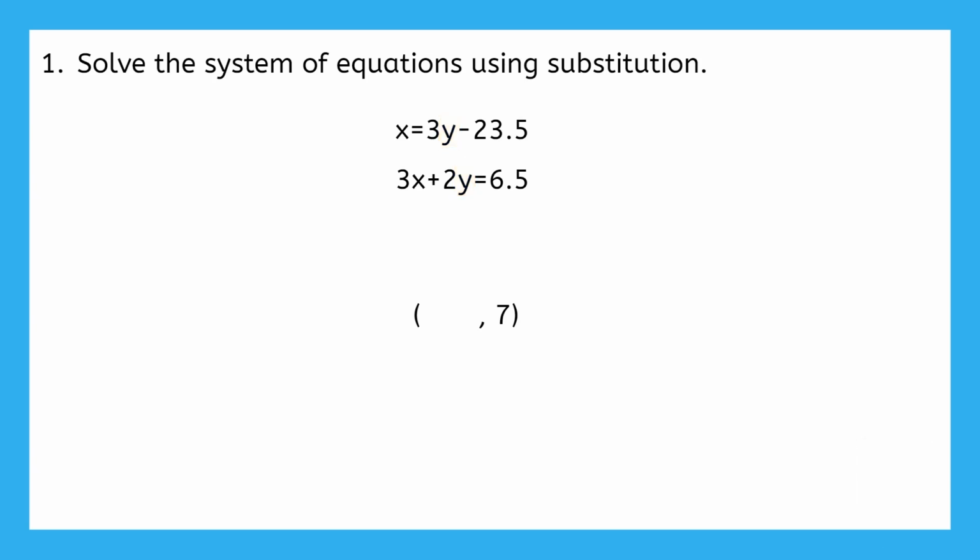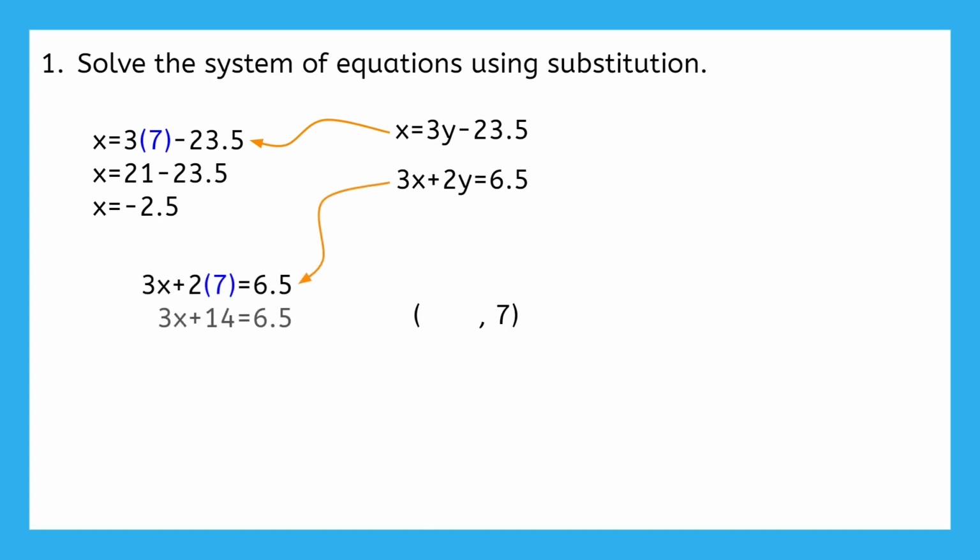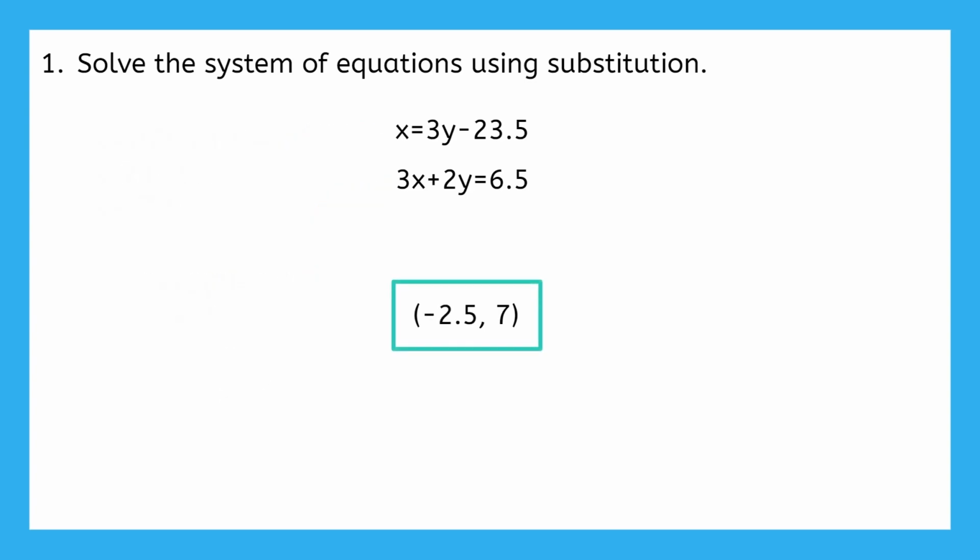I don't know about you, but I like to use both equations just to make sure I'm getting the correct answer. If I get the same x value in both equations, I can be more confident in my final answer. Let's see. If I substitute 7 for y into the top equation, I get that x is negative 2.5. And if I substitute 7 for y into the bottom equation, I also get that x equals negative 2.5. Great! I can be confident that this is my final answer.